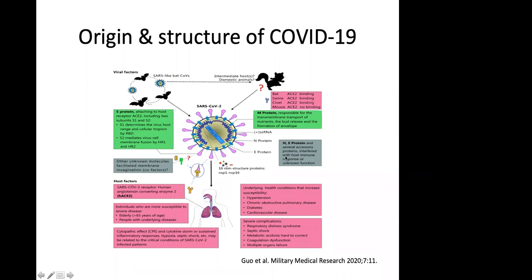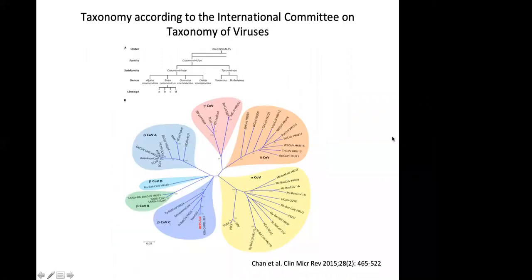Nobody really knows where the virus came from. It is thought to be perhaps related to bats, but that is yet to be confirmed. Nobody knows what the intermediate host is either, so that's all still up in the air.